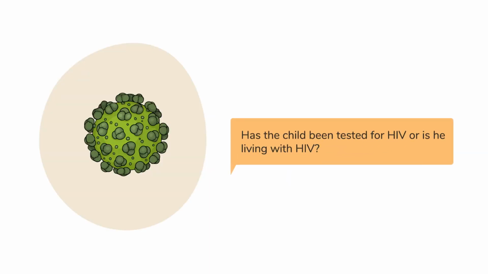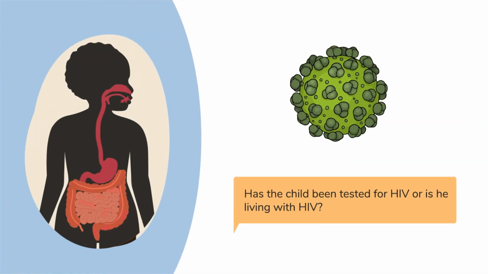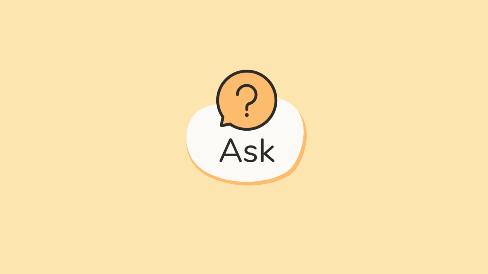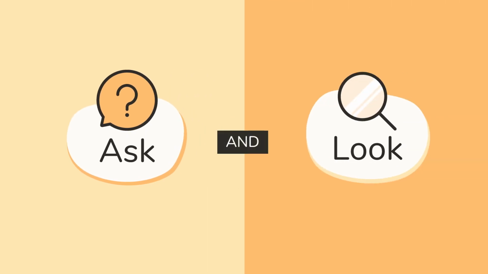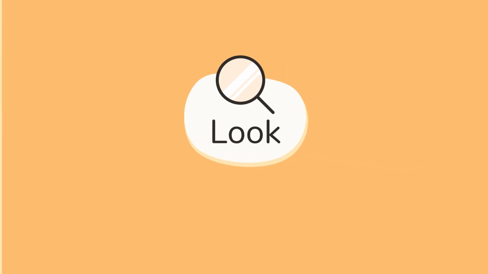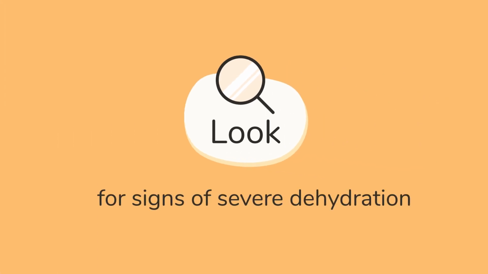Has the child been tested for HIV, or is he living with HIV? Children living with HIV are more likely to have severe inflammation of the intestines. The answers to these questions will give you a lot of information about the child's symptoms. To fully understand how sick the child is, you also need to look at the child's signs. Start by looking for signs of severe dehydration.